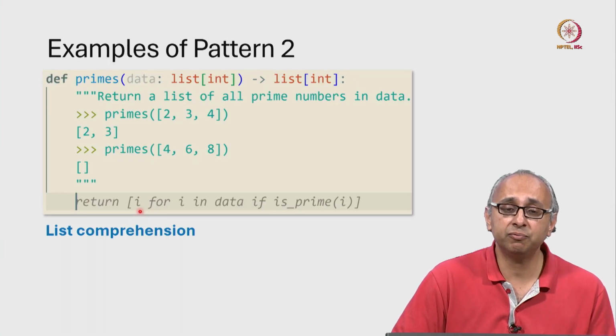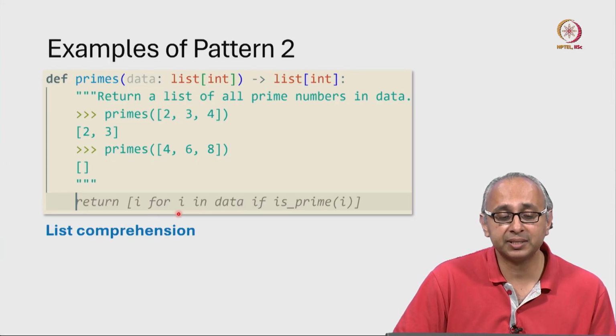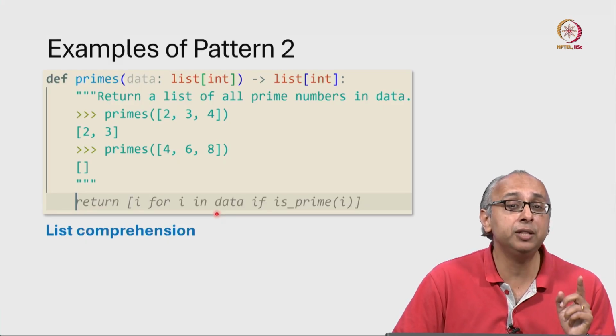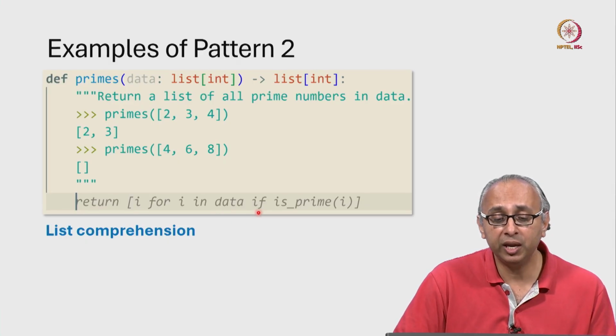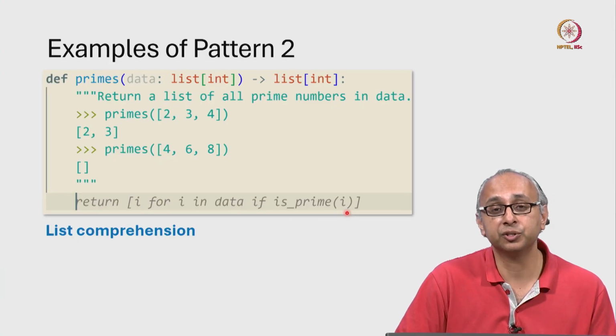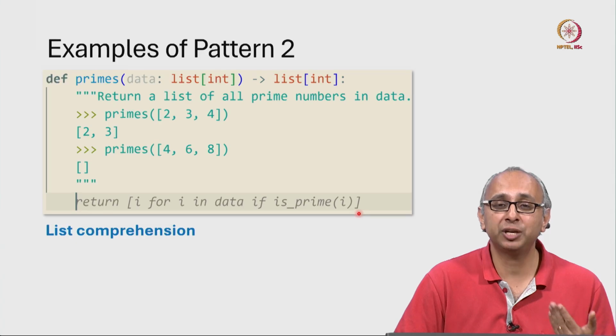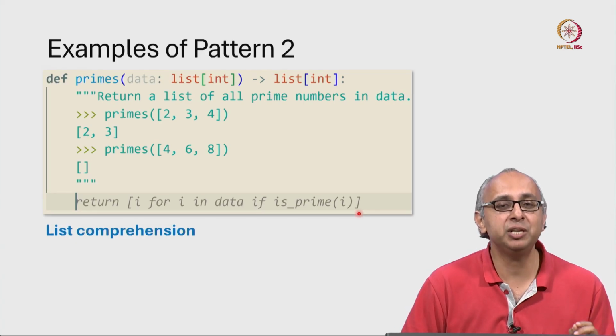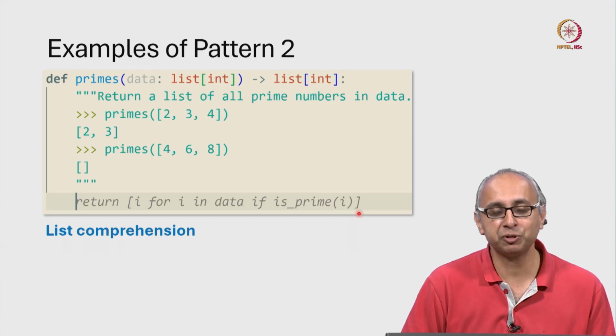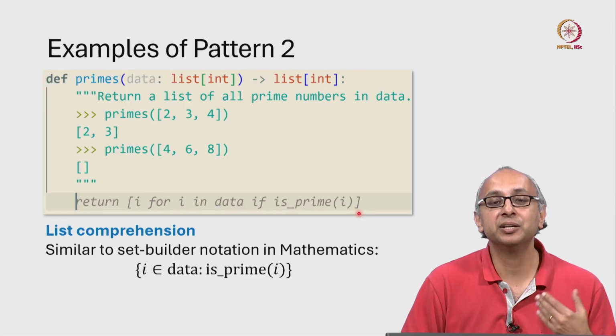And where does i come from? Well, i comes from scanning through, or iterating through, data. But only those values of i if is_prime(i) is true. This can be a little bit tricky to read, but it might remind you of some syntax that you have actually seen, perhaps in school.